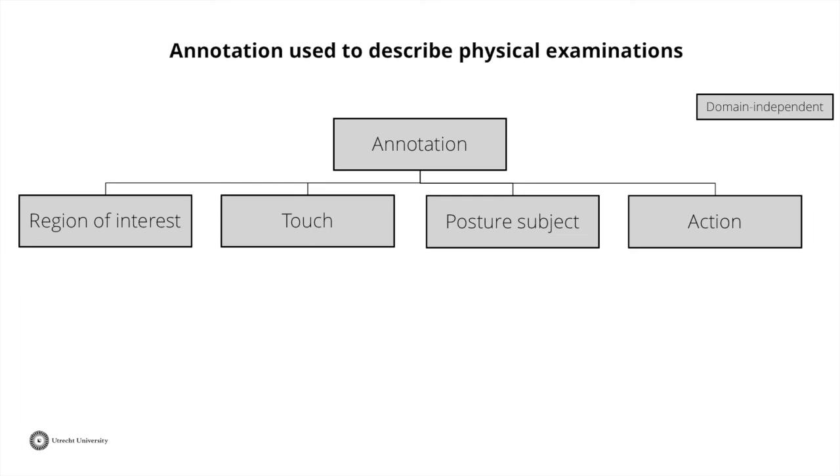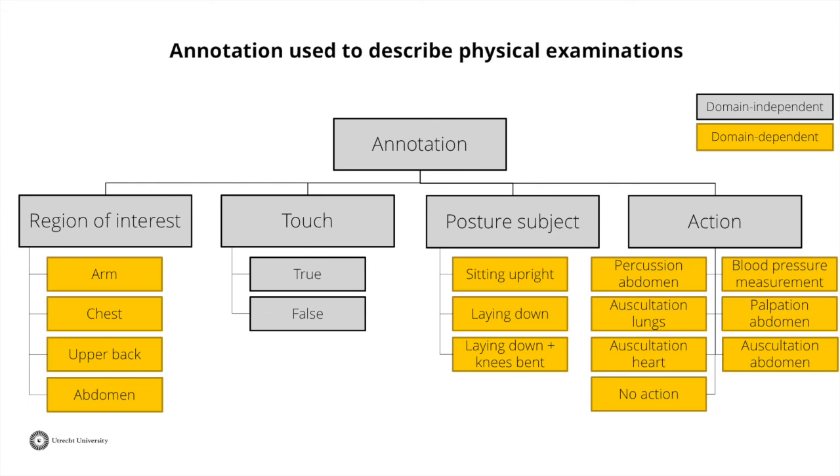We distinguish 4 labels for each annotation, which are domain independent. They are region of interest, touch, posture of the subject, and the domain action that is being performed. For general practice consultations, we identify domain-dependent labels. For the region of interest, for instance, we included the labels arm, chest, upper back, and abdomen.